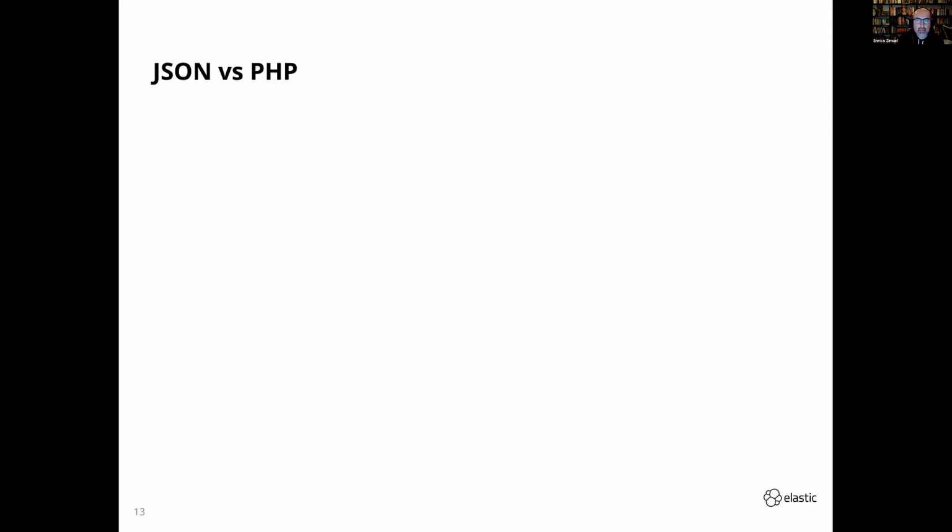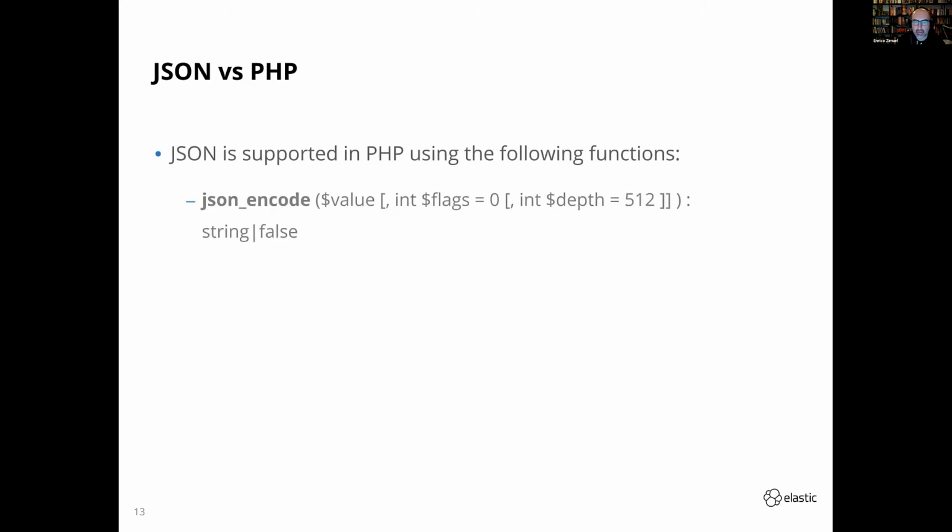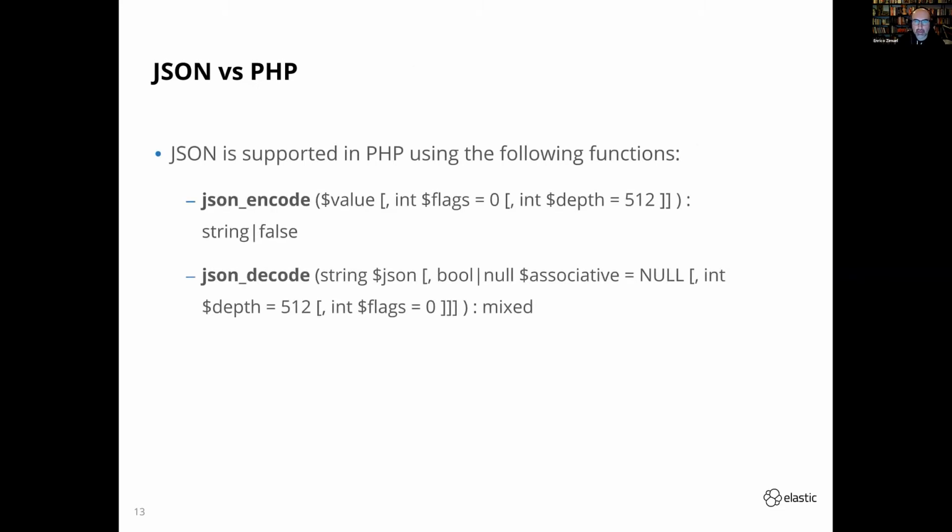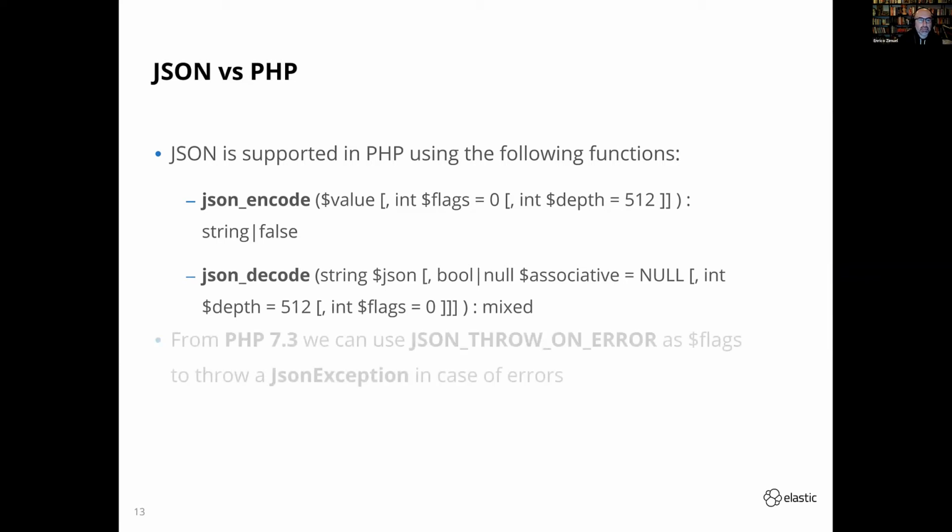Okay, as I mentioned, the communication between the client and Elasticsearch uses JSON in the body. So in PHP, to use JSON, we have two functions basically: json_encode and json_decode. Starting from PHP 7.3, we can also use JSON_THROW_ON_ERROR.